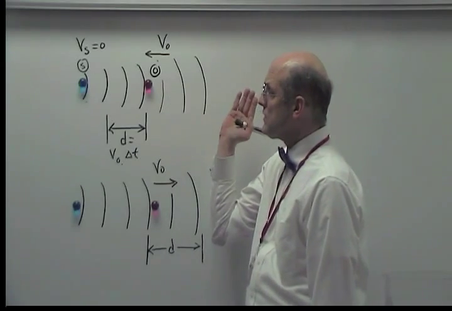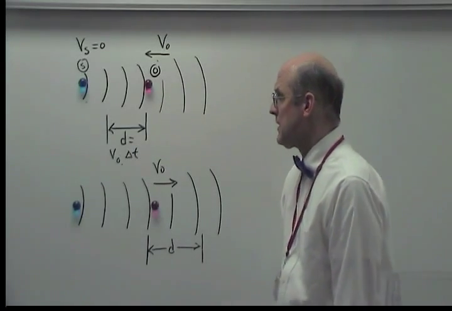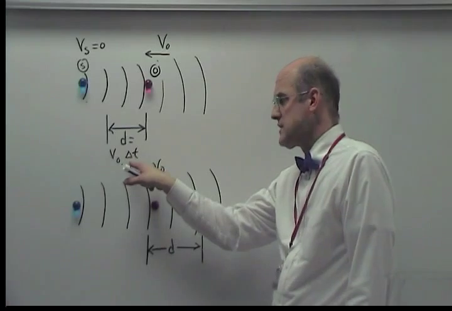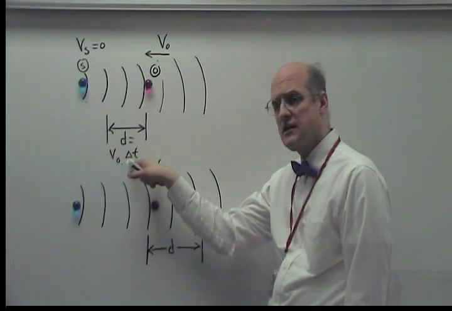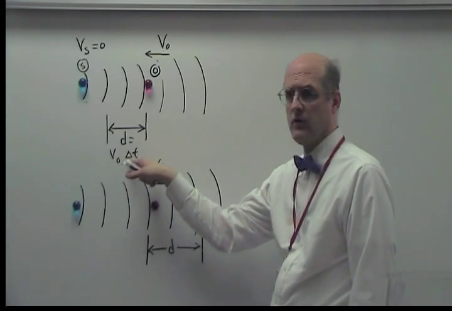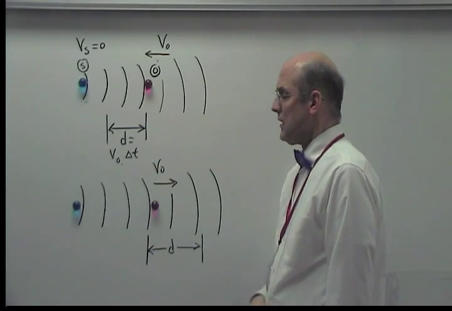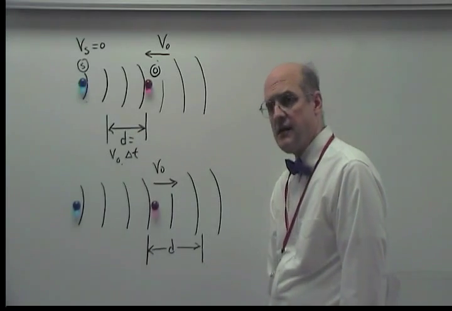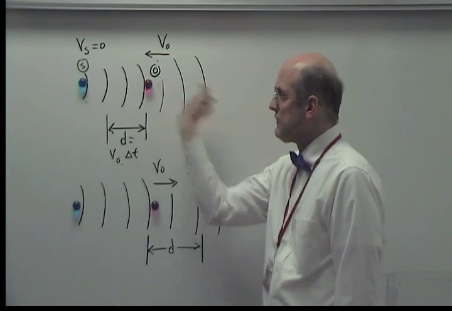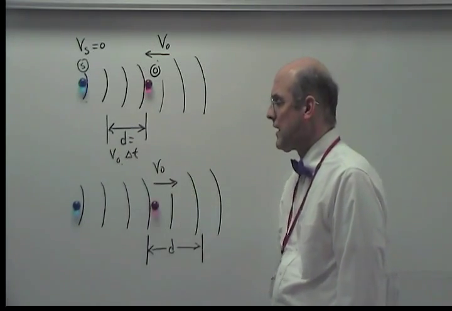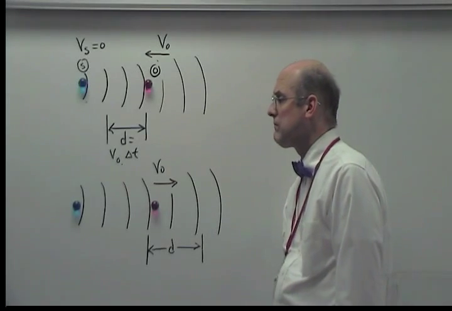So if the observer is moving toward the source, and let's say that in some time delta t, this isn't necessarily the period of a wave or anything like that, it's just an ordinary time, it travels a distance d, and that's found by taking the speed of the observer and multiplying it by how long the trip is.